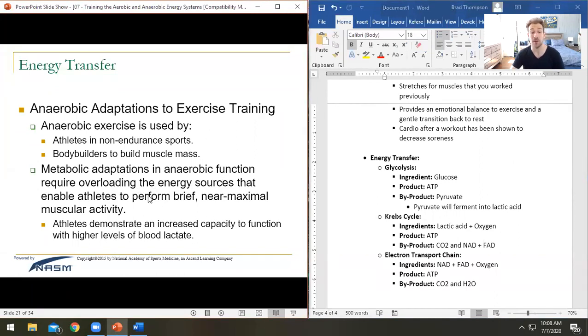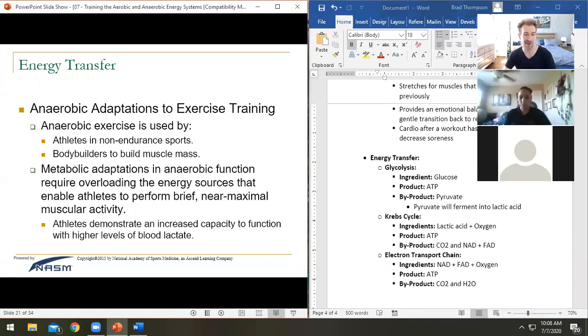And you need to do that by performing brief, near maximal intensity exercise, right? You need to work really, really hard and you need to work really, really short. And so that's going to give your athletes an increased capacity at dealing with lactate.